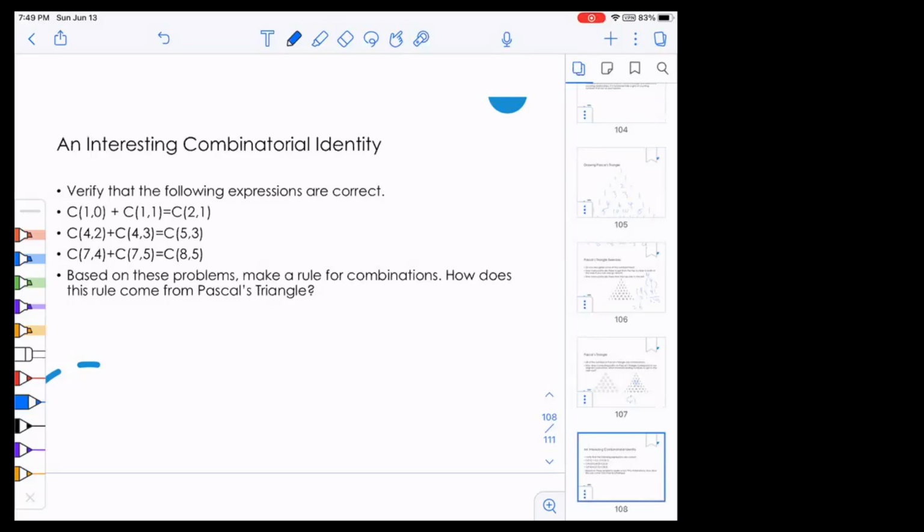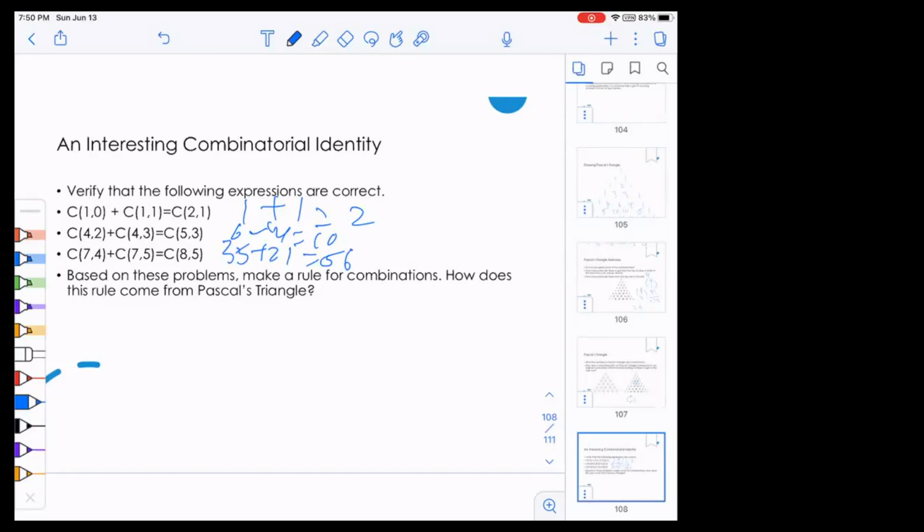All right, I'll just go over these now. So let's verify that these are correct. 1 choose 0 plus 1 choose 1 is 2 choose 1. So basically we can see that 1 choose 0 is 1, plus 1 equals 2, which is right. So 4 choose 2 plus 4 choose 3 is 5 choose 3: 6 plus 4 equals 10. And 7 choose 4 plus 7 choose 5 equals 8 choose 5: 35 plus 21 equals 56.